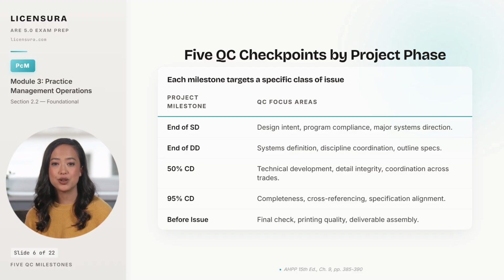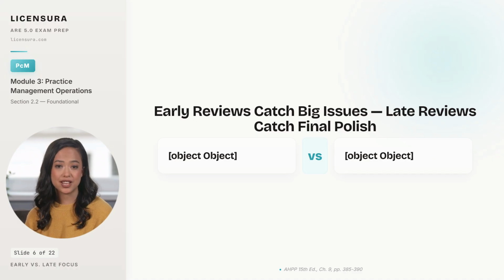But early and late reviews have completely different jobs. Early reviews and late reviews are not the same activity, and treating them as if they are wastes both. An early review at end of SD, or 50% CD, is hunting for major issues: a wrong system, a missed program requirement, a coordination break between architecture and structure that hasn't been caught yet. At this stage, there is still time to redraw, re-coordinate, and even rebid if the design has drifted from what the client agreed to. Principals and senior technical staff lead these reviews because the questions are directional.